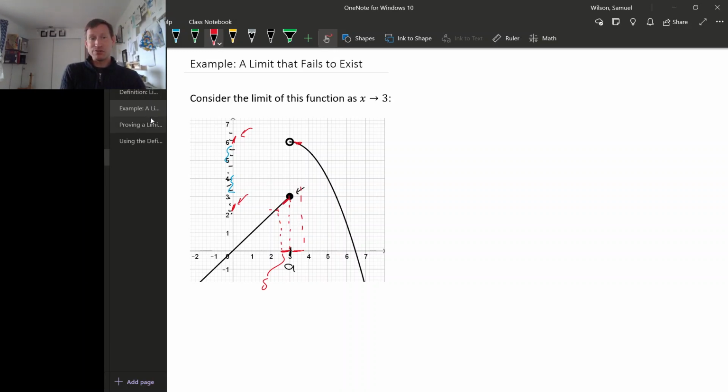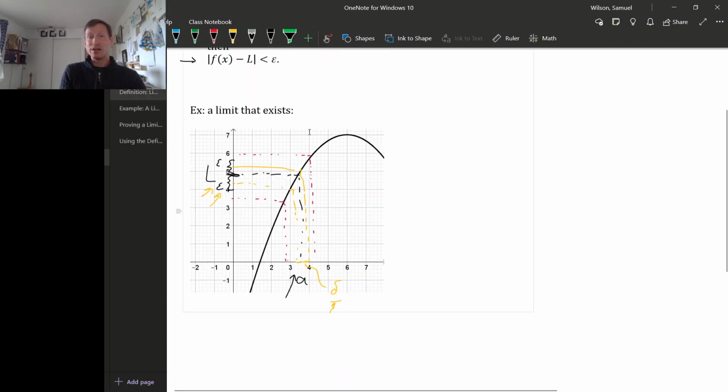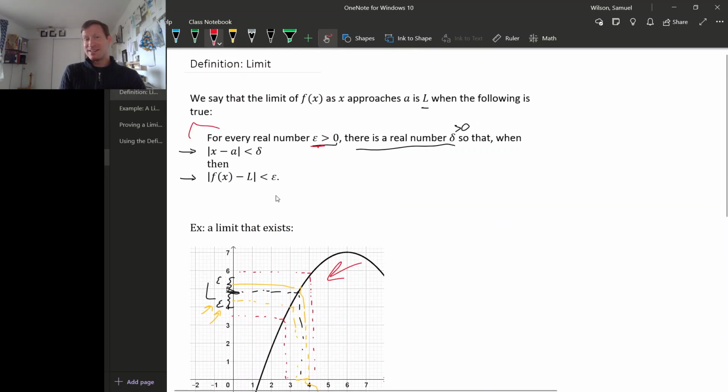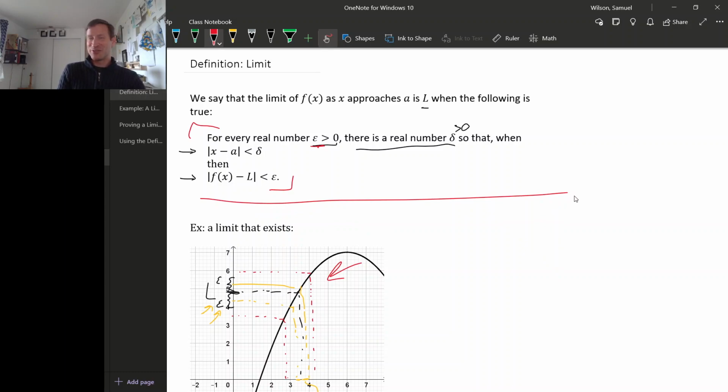So we have two examples, an example where a limit doesn't exist and an example where a limit does exist. And although it's a little clumsy, this epsilon delta definition for a limit does match our intuition. So this is the definition for a limit that is sort of mathematically precise enough to actually prove things with.